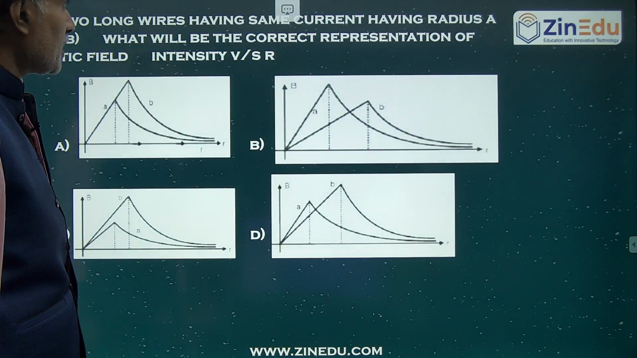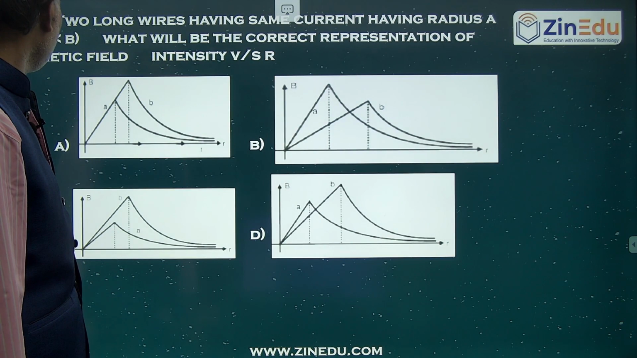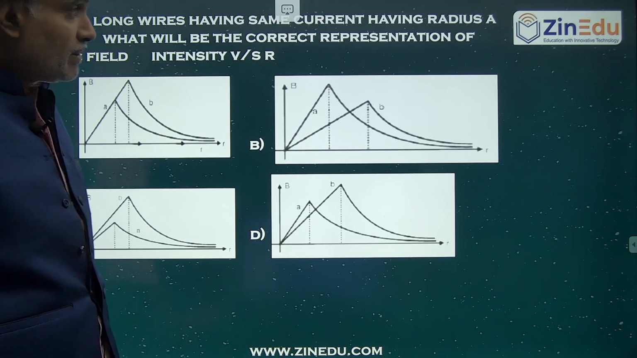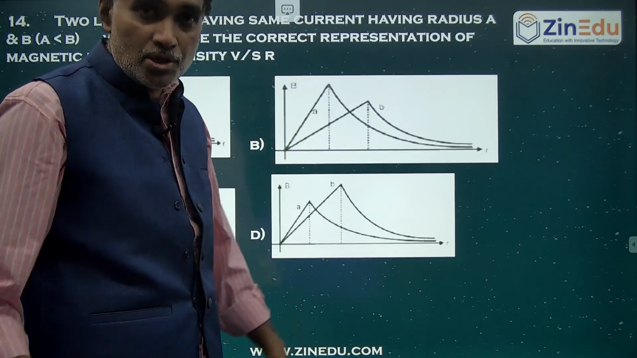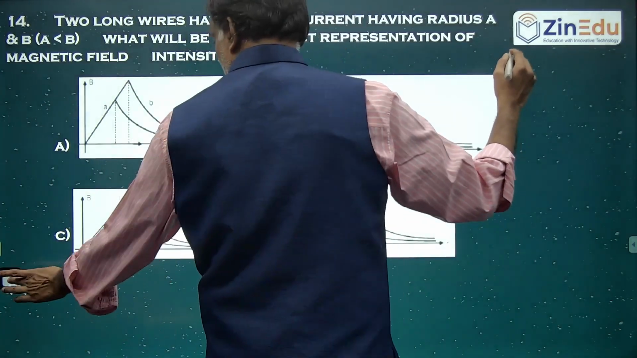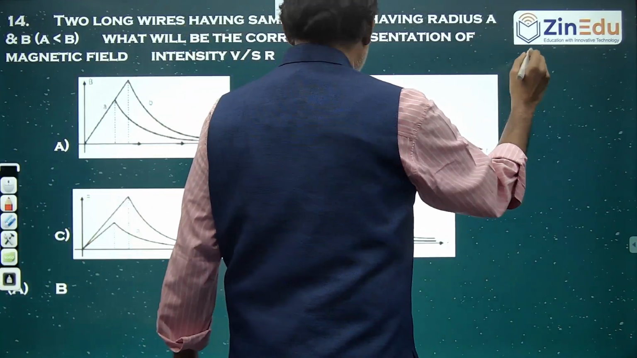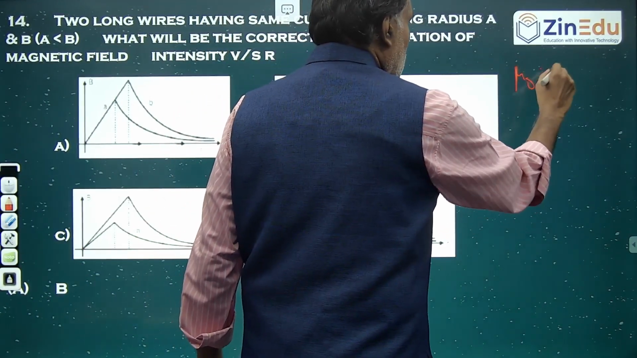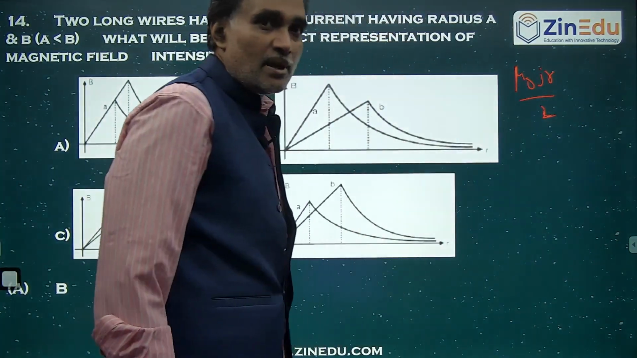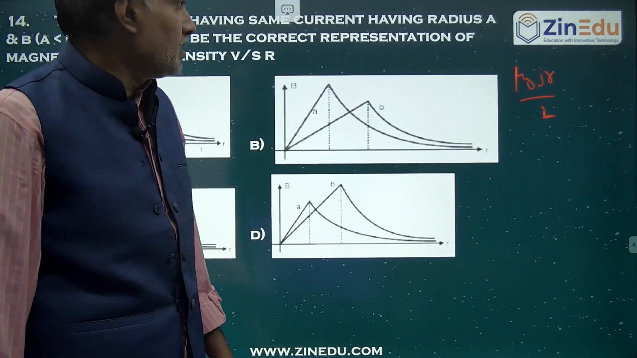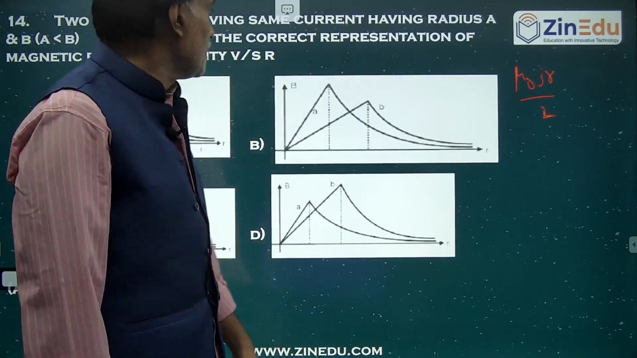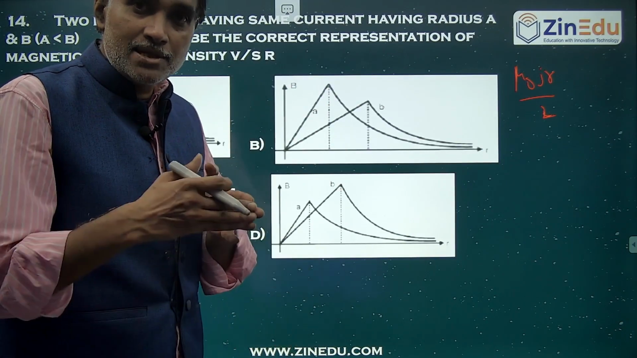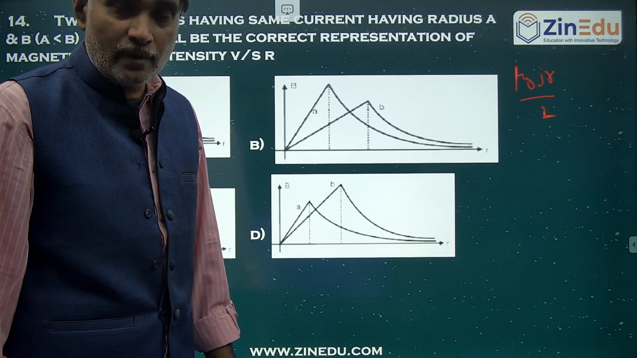Long wires having the same current, having different radius. What will be the magnetic field inside a long straight wire at a distance r? It is given by mu naught J r by 2. J means current by area. Current is the same, but area is different for both of them. I have given A is less than B. So for A, J is more. So the magnetic field inside will be more when compared to B.